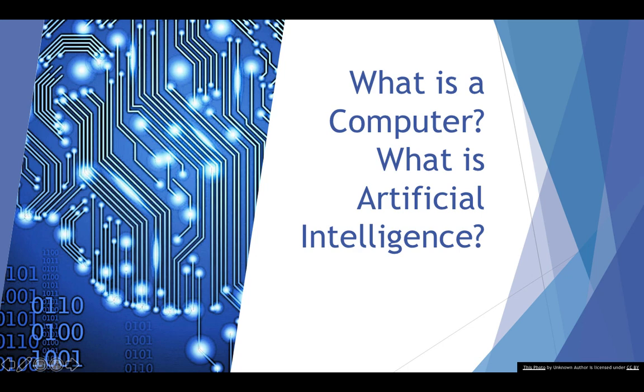Let's have a look at the first sort of definitions that we're going to be looking at for this course. Because we're looking at the philosophy of artificial intelligence, we've really got to work out what artificial intelligence is and how we can distinguish different types of artificial intelligence. That's what we're going to do in this lesson here.